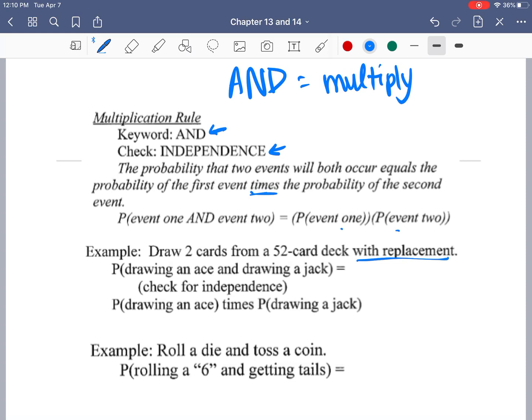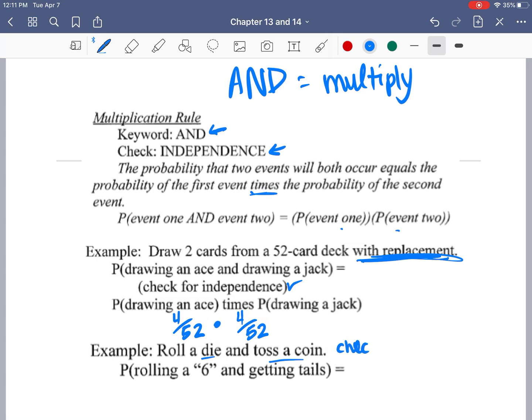So I want to know the probability of drawing an ace and a jack. Well, for an ace, and it is with replacement, so it is independent. For an ace, the probability is 4 out of 52. There's 4 aces in the 52 cards. Then we stick whatever card it was back in. Now we have a 4 out of 52 chance of drawing a jack. Multiply them together. You don't even have to do that multiplication. Just write it like that, and that's good enough.